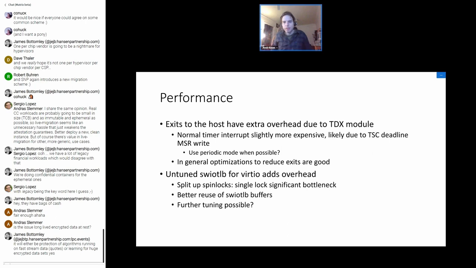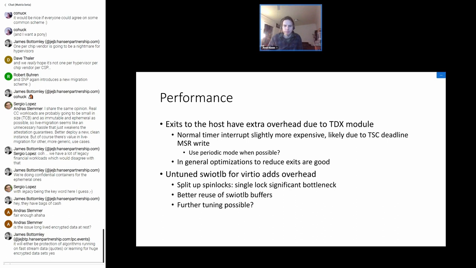I wanted to talk a little about a few topics that we are working on. One thing is we are looking at performance. What we're seeing on the performance front is that exits that go to the host have more overhead than in a classic hypervisor. This is simply because they go through the TDX module, so essentially it's two exits: an exit to the TDX module, and then from the TDX module another exit to the host, and obviously this is a little bit more expensive.